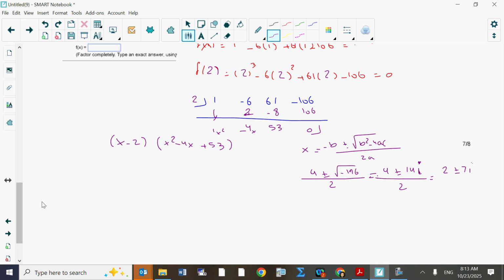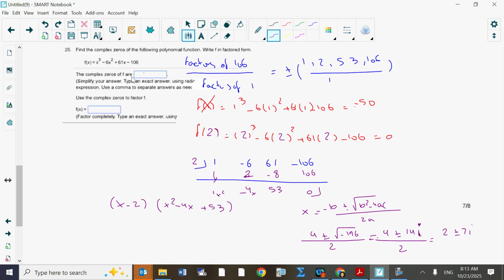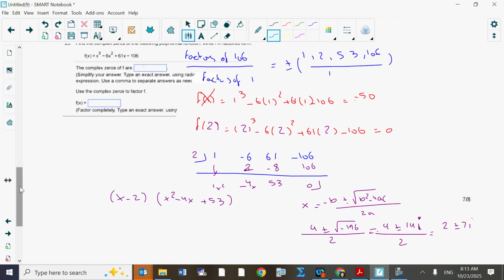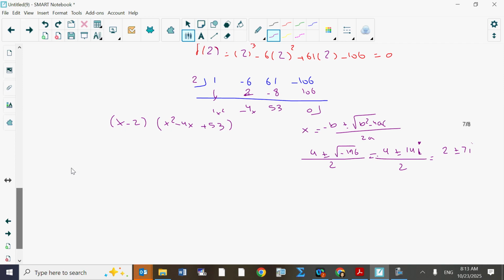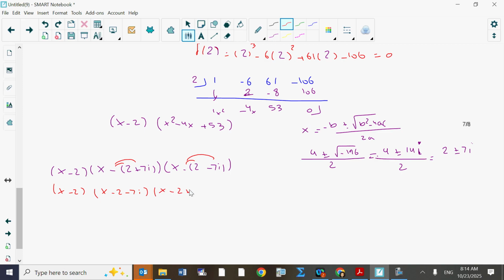These are the complex zeros. So you're going to write them here. And the factored form of the function will be, I'm going to write that here, x minus 2 times x minus 2 plus 7i and x minus 2 minus 7i. Now I'm going to simplify that. X minus 2 is already here. Distribute the negative. This will be x minus 2 minus 7i. And here distribute the negative. It's going to be x minus 2 plus 7i.